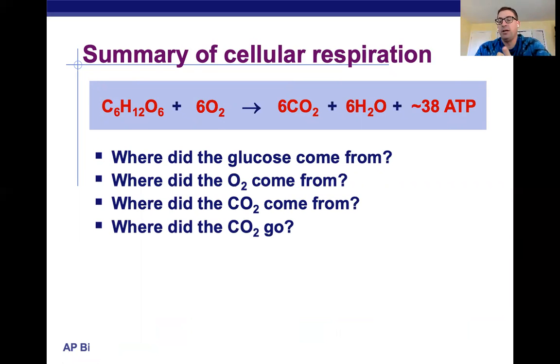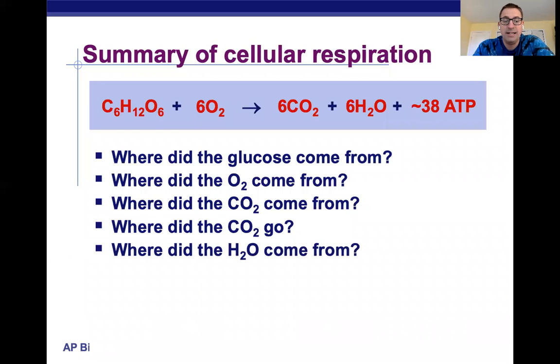Well, it goes from the mitochondria to our cell, from our cell cytoplasm to our bloodstream. From our bloodstream, it gets carried to our lungs and dropped off in our lungs, and then we exhale it, right? That's where carbon dioxide ends up. So all the carbon dioxide you exhale has been produced through cellular respiration.